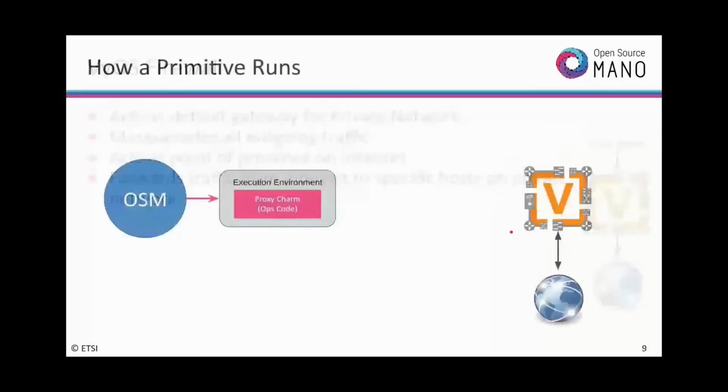So how does a primitive run? David already covered a little bit of this, but just a quick refresher. OSM creates the execution environment where our operational code will run. We then tell OSM through its interface, hey, execute an action for me. That action in the VyOS case is going to be to run a specific Ansible playbook with data that came from OSM. So I'm going to tell OSM, hey, I want to run an action to open a port forward rule in the firewall.